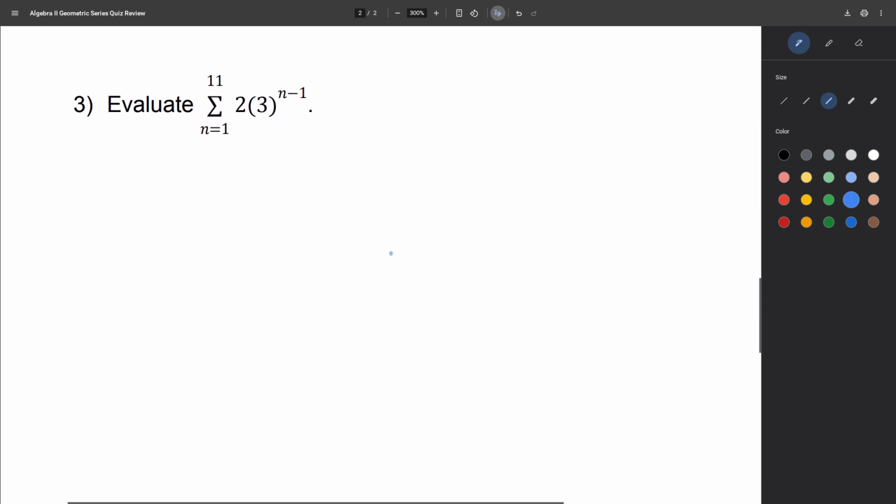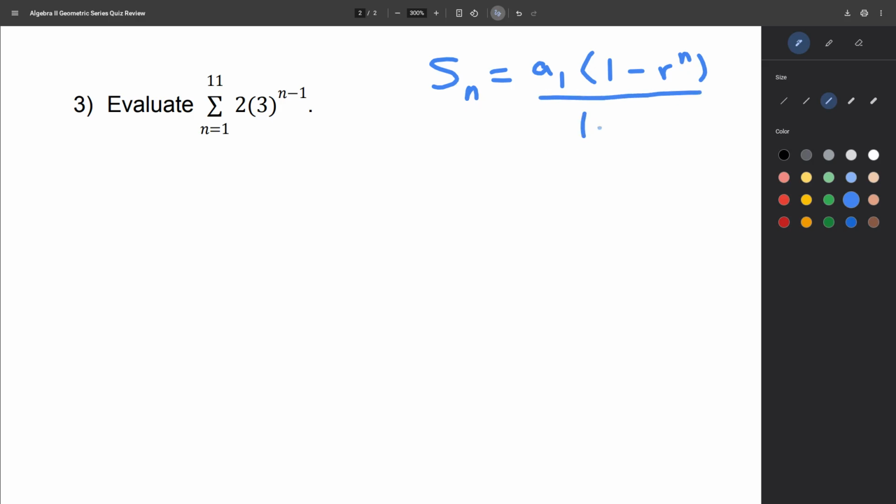All right, problem 3, we've got sigma notation. Okay, so for our sum formula, we need to know the number of terms, n, the first term, and the common ratio, right? Because we're going to use this formula here, and we want to plug in those values. So the number of terms is going to be 11 because we start from 1 and go to 11. So n equals 11.